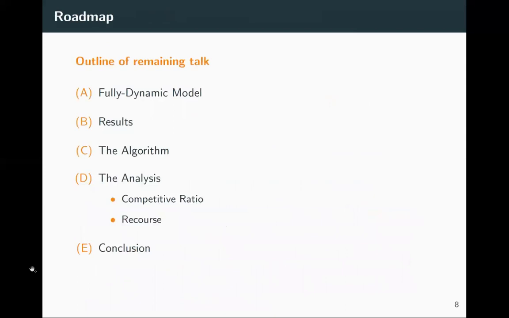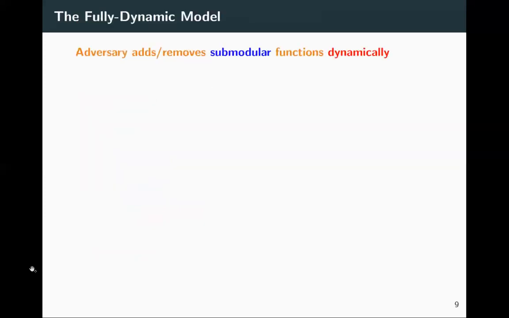All right. So in the remainder of my talk, I will first define the dynamic model that we're considering more formally. I'll then say our results, give you the algorithm and the analysis for the special case of hitting set, and then we will conclude. Let's get started. In our model, an adversary is going to add and remove submodular functions to an active set. And our goal will be to constantly maintain a feasible cover for all of the functions that are currently active.